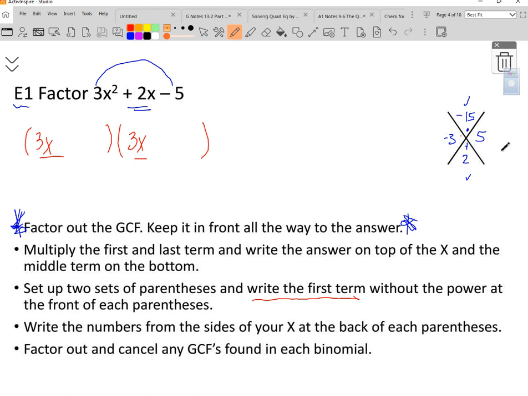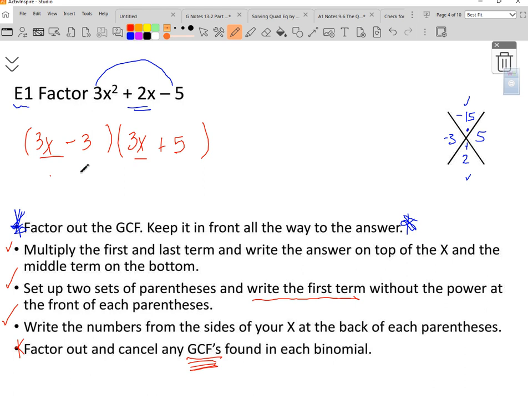Alright, so we drop the exponent of 2, put those both in the first spot, and now we take our factors here and fill them in for the second term in each of these parentheses. Now, this is important because this, when you multiply, does not equal this. We're going to factor out and cancel any greatest common factors in each binomial.